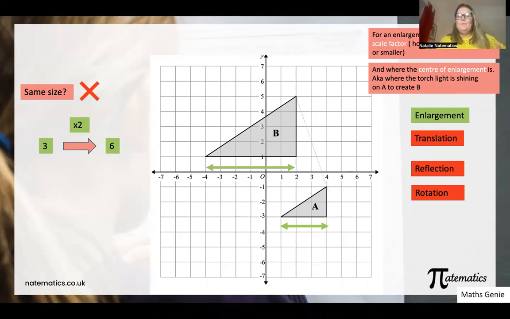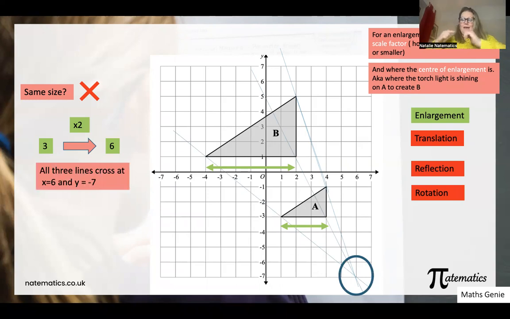So what we do is we literally join up each corner from the old shape to the new shape, and obviously continue that line on all the way past the shapes. Same again here, we've joined that bottom left-hand corner, and then we join the right angle part of the thing. And where they cross, that is your centre of enlargement. So that's where the torch must have been to create that B where it was from the A shape.